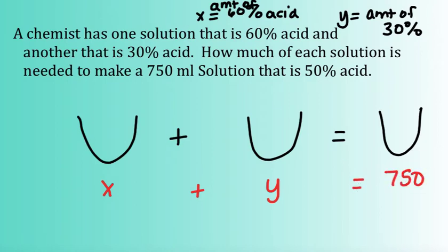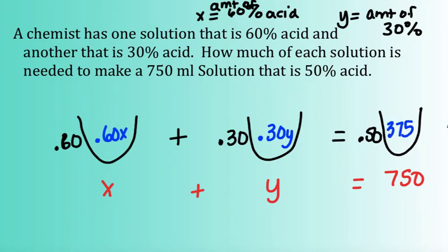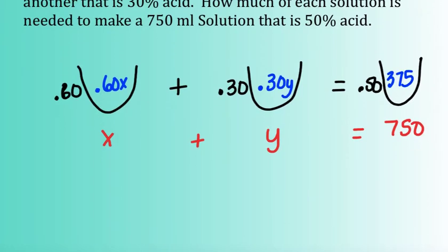There's my one equation. My second equation, I'm going to multiply by 60%, multiply by 30%, and I want my new mix to be 50%. I'm going to multiply those for the other equation in the bowl. So 0.60x plus 0.30y equals, what did I get? I got 375.